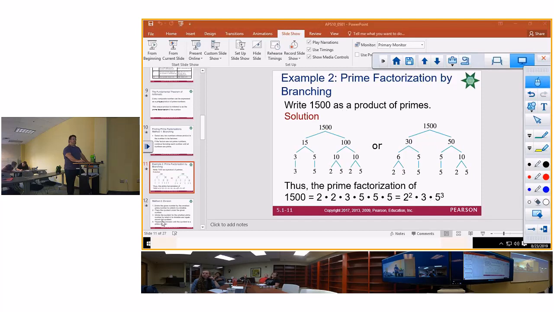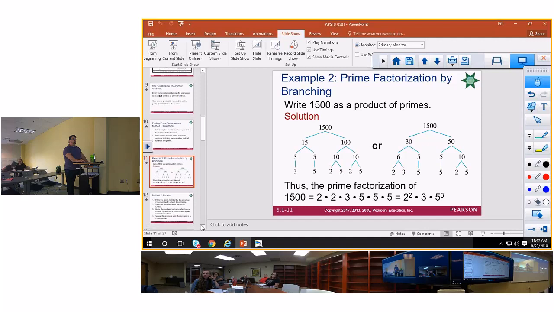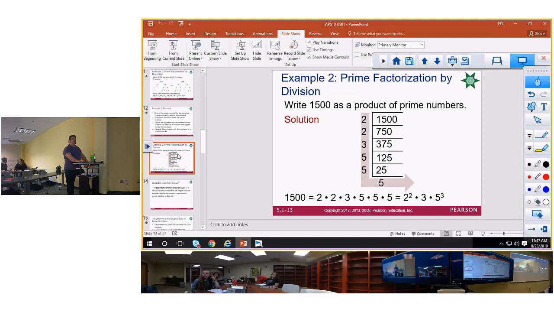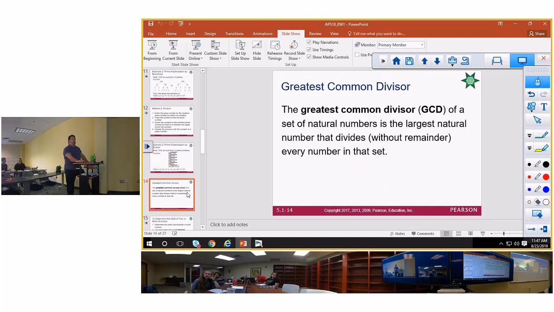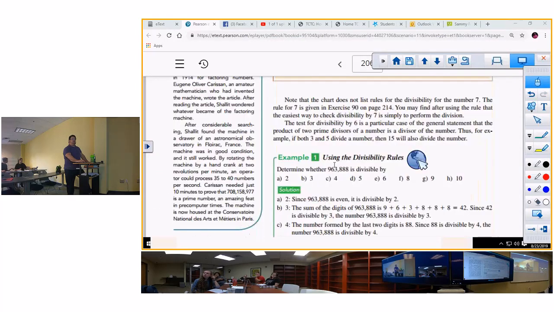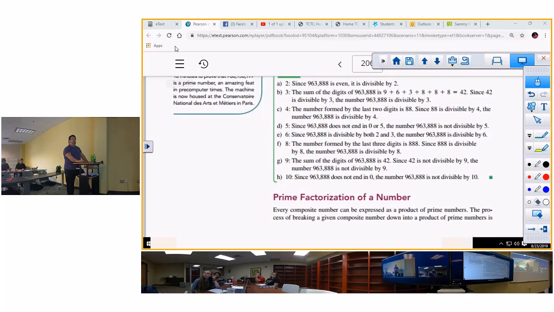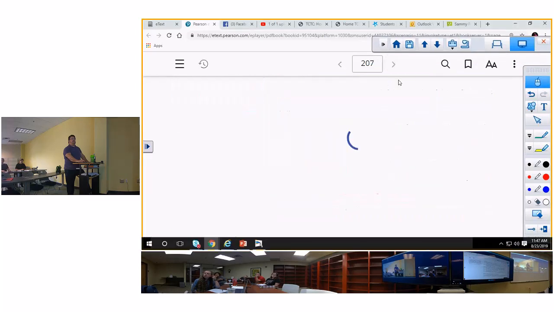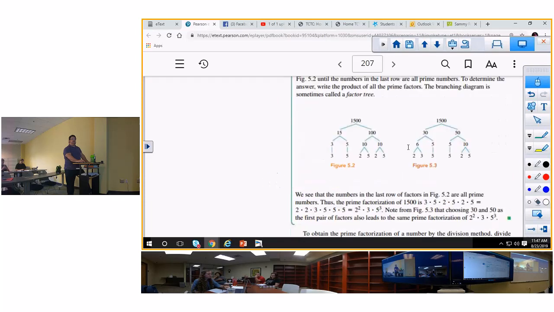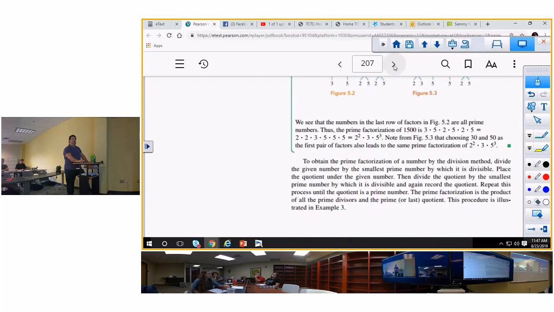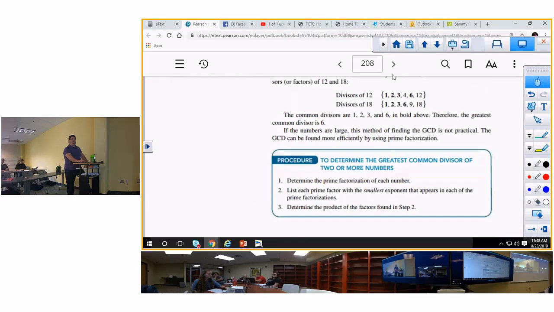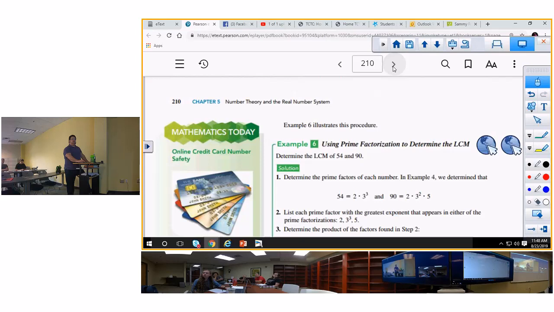Let's see if I have another example. There's 1,500. Let me go back to the book and find one to do in the book, because I want to give you plenty of examples. They're only going to give you 2 examples, and that's all they're going to give us. So I'm going to move to the questions. Just give me a second.